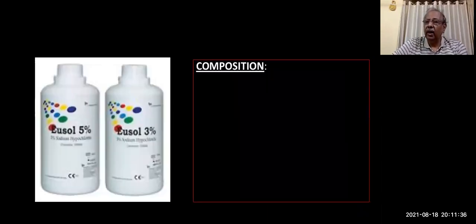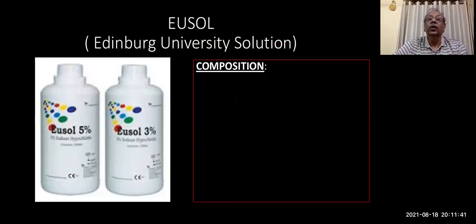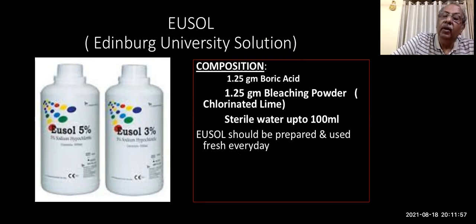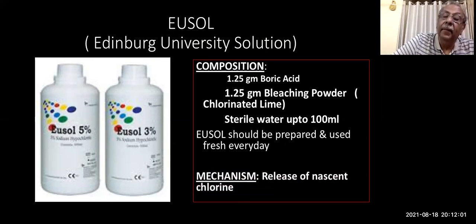Then another common question that is asked is regarding Eusol. Eusol is Edinburgh University solution. The composition is commonly asked: 1.25 grams of boric acid and 1.25 grams of bleaching powder with sterile water. Eusol is prepared and used fresh every day. Mechanism, it releases nascent chlorine.